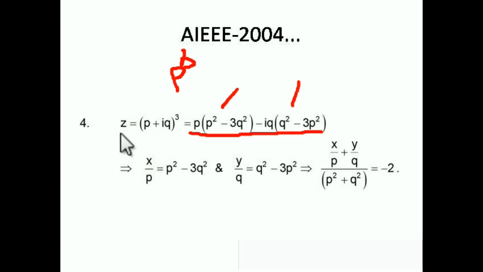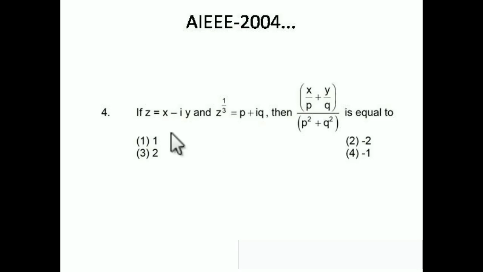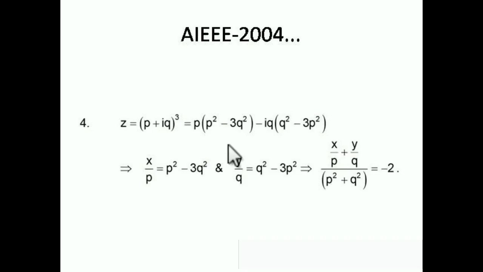Now here z is equal to, we all know the value of z, it is x minus iota y. So now I just compare both the sides. x is equal to the real part, which is this. So x by p is equal to p square minus 3q square. I have the x by p value, and this whole thing is y, because I have to compare with x minus iota y. Minus is there, iota is there, so y is equal to q into q square minus 3p square. So y by q is equal to q square minus 3p square.